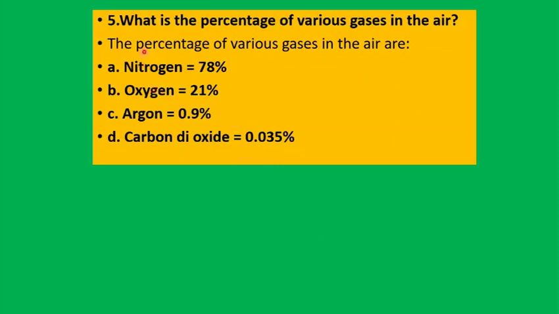Now, as I told you, what is the percentage of various gases in the air? This is important, learn it properly. So you can see here, nitrogen is major. Nearly 4/5 of the air consists of nitrogen, that is 78%. Oxygen is 1/5, that is 21%. Argon is a noble gas, 0.9%, and carbon dioxide is very little, that is 0.035%. These are the various components of gases present in the air, and they can be separated by fractional distillation.